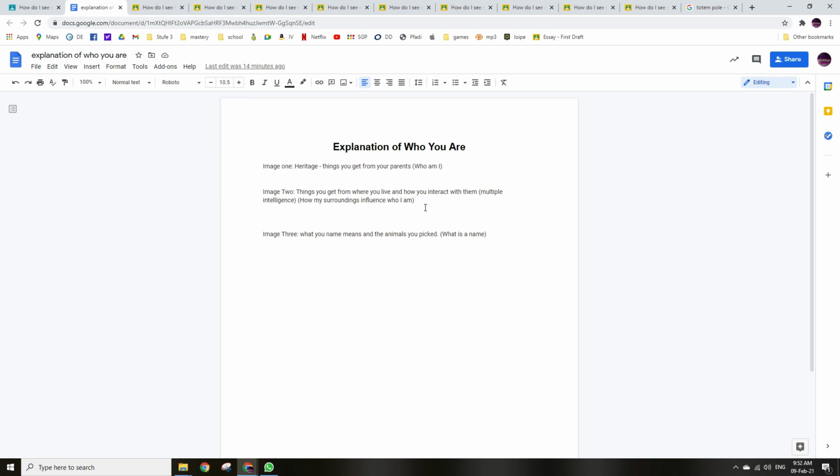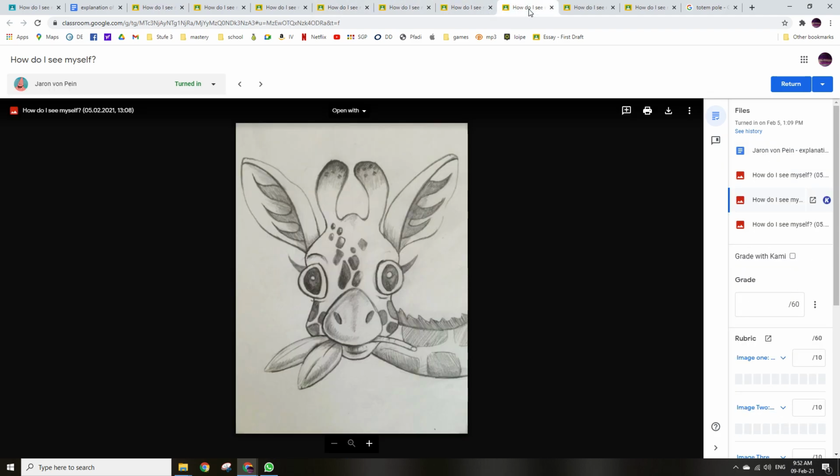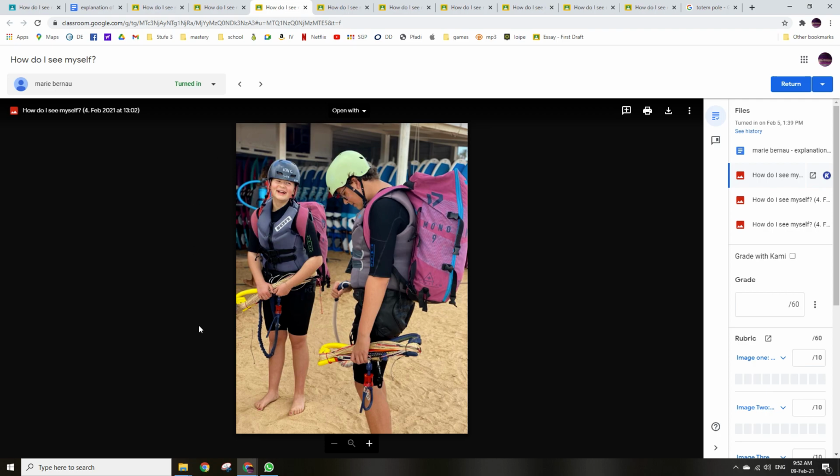Image 2, the way you interact with things. So explain. So that would be the picture that Marie did of her and her brother getting ready to windsurf. So Marie would have to explain very, very clearly about why this is one picture that really represents what it is about her interacting with her environment and surroundings and things like that.